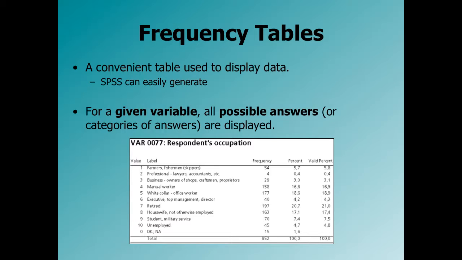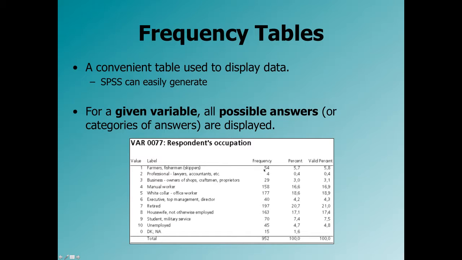So your total sample was 952, and this is how I know that. Always on the very end of your frequency table, you're going to have a total. So the total is 952. Out of those, 54 are farmers. So this is the frequency. You had 54 farmers in total, 4 were professional, 29 were business people, and so on and so forth.